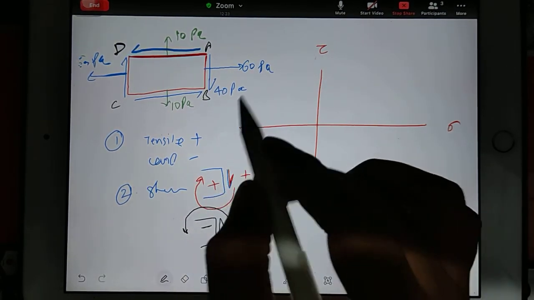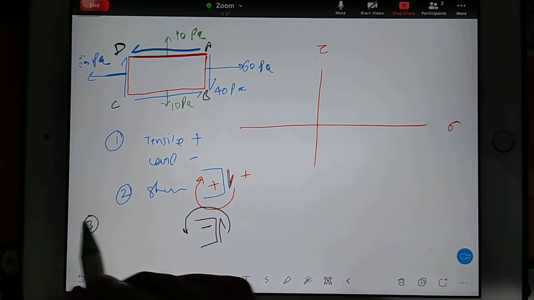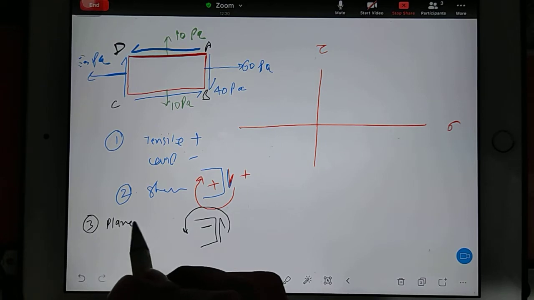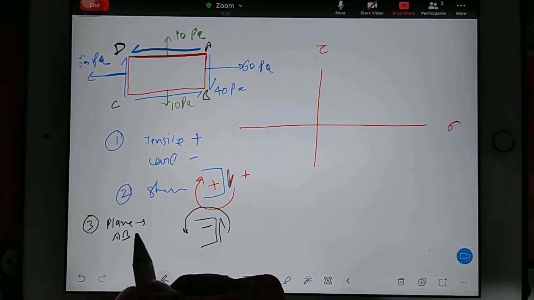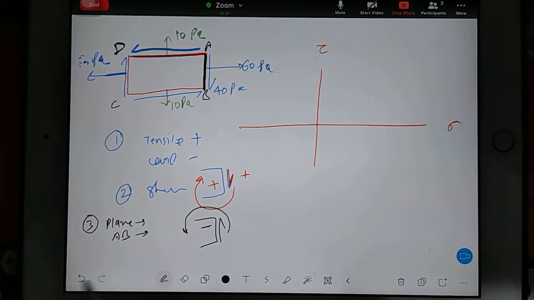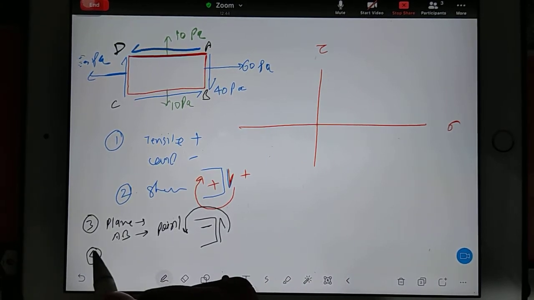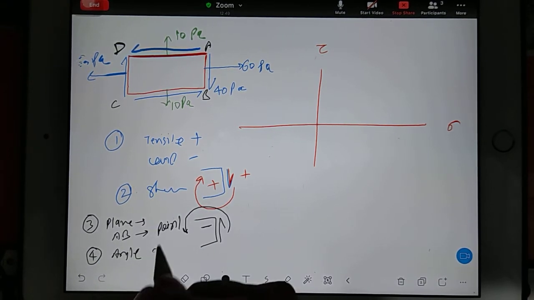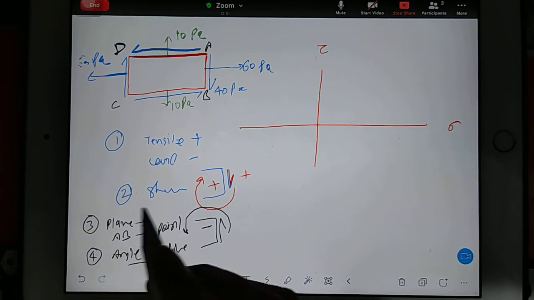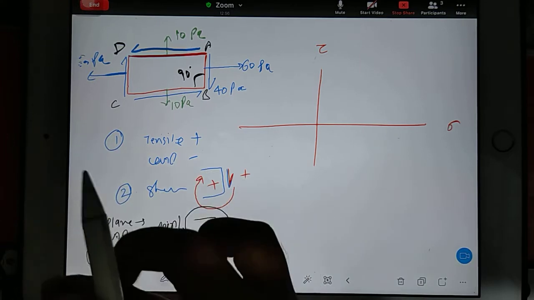Next, the third thing I will write here: your plane will become a point. For example, if you have plane AB, in real life you can see this is the plane AB. When I draw that plane AB in the Mohr circle, it will be a point. So your plane will convert into a point. And fourth, a very important point: your angle will get doubled. Suppose the angle between plane AB and BC is 90 degrees, then in Mohr circle it will look like 180 degrees.